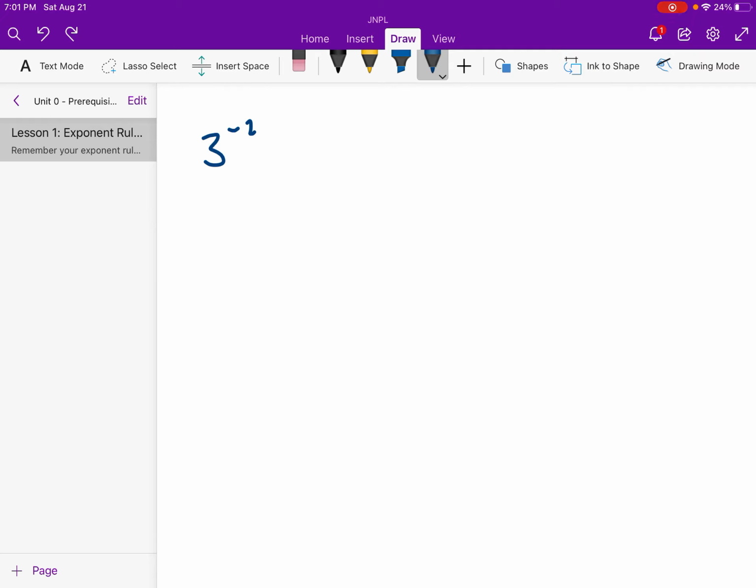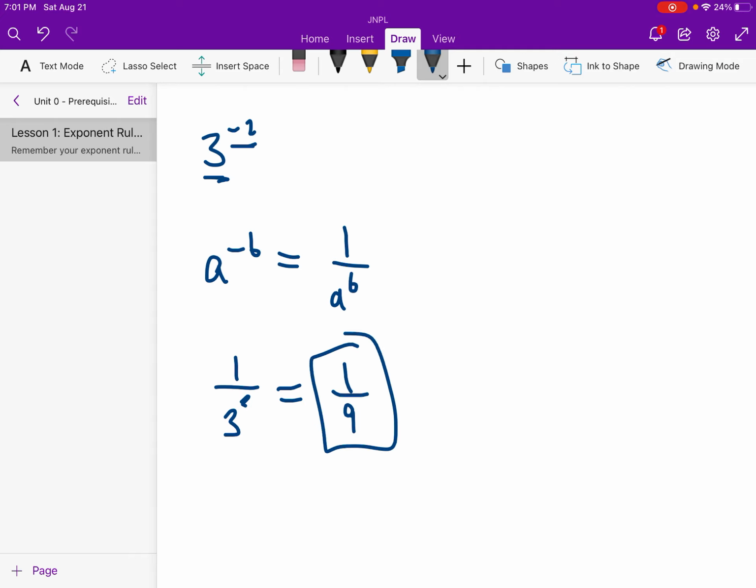3 to the negative second. Common rule is, if I want to put this into symbols, if you have a to the negative b, then you can do 1 over a to the b instead. That's what you can always do. So in this situation, 3 would be a, negative 2 would be b, but it becomes positive. So 2, and then 1 over 3 squared, so that would mean 1/9. So that makes it 1/9, not negative 9. That's a common rule to know.